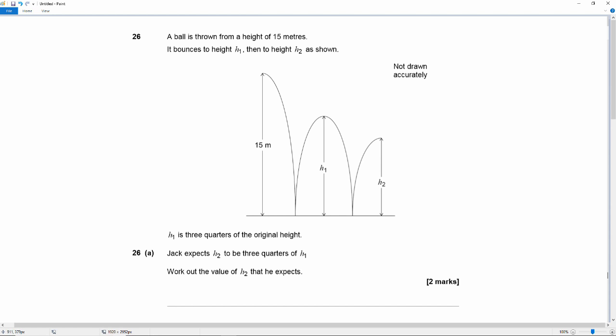Okay, so we've got our ball, it's going boing, boing, boing. So this height here is, I think they said 3/4. h1 is 3/4 of the original height, and the original height is 15. So this is 3/4 times 15, which is equal to 45 over 4, or 22.5 over 2.